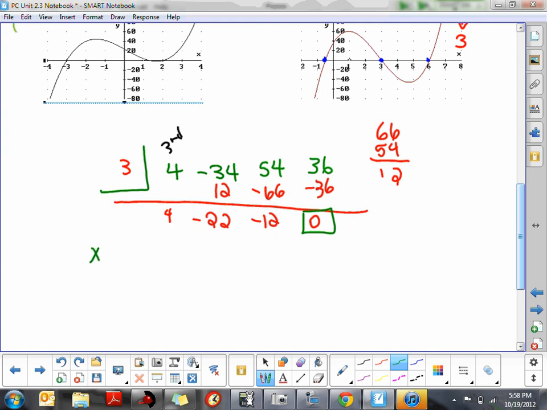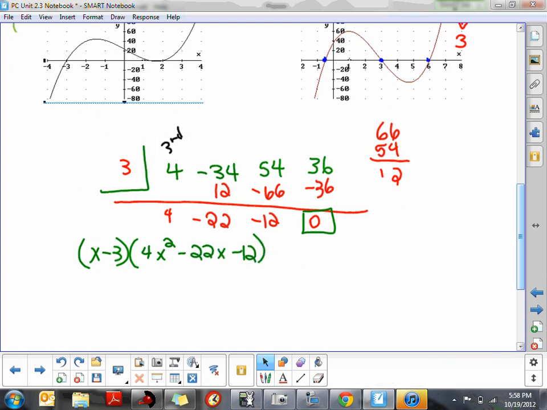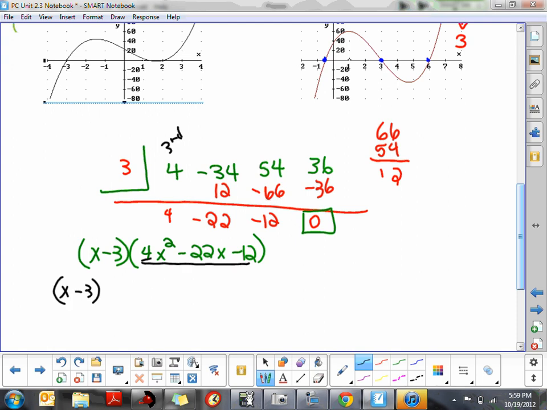So if we add that, our remainder is 0. We have an x minus 3 as our factor. Our other factor would be 4x squared minus 22x minus 12. And then we've got it broken down to a second degree polynomial. Second degree polynomials, we know how to factor those. They each have a common factor of 2. Pulling out the 2, now I've got 2x squared minus 11x, then minus 6. And then I would have to factor this into two binomials.